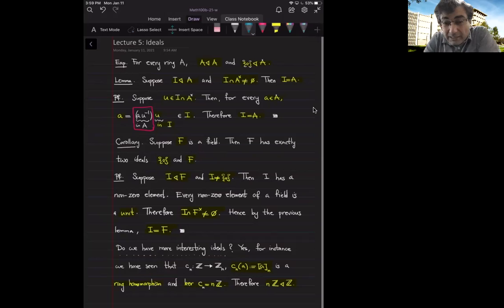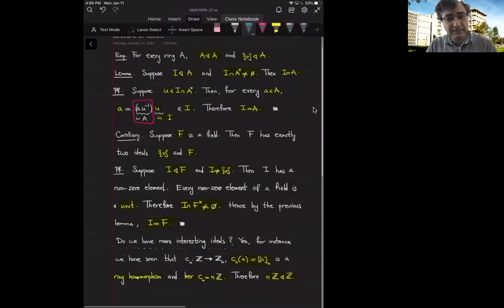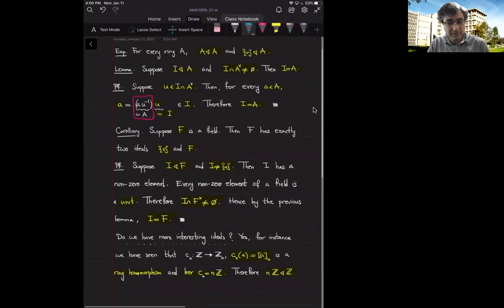So again, if I give you an ideal of a ring, if it has a unit, then it's the entire ring. This immediately implies that in a field, there are exactly two ideals, and the only ones are 0 and the entire field. Why is that the case? Take an ideal, let's call it I, and notice that if this ideal is not 0, then it has a non-zero element. Non-zero elements of a field are units. That means this ideal has a unit. But by the previous lemma, that implies that this ideal is the entire ring, the entire field F.